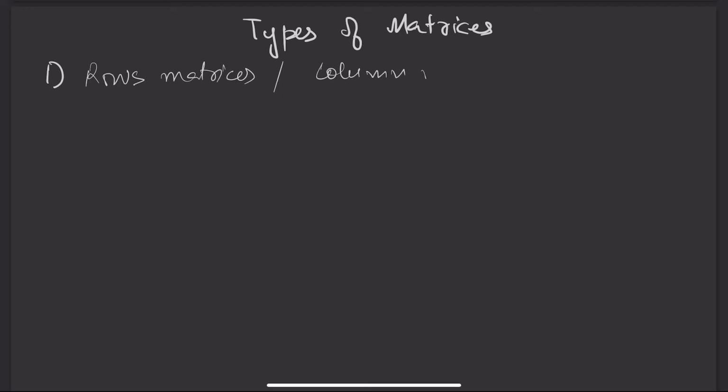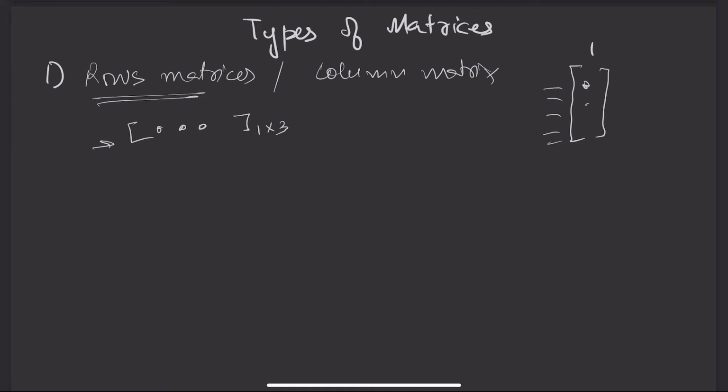Types of matrices. So let's talk about the types of matrices. The first type is row matrices and column matrices. A row matrix is a matrix which has only one row. For example, here we have three columns but one row. So it is 1 cross 3. So it is a row matrix. On the other side, a column matrix has only one column and can have many rows. Let's take 3 rows and one column. So it is 3 by 1.